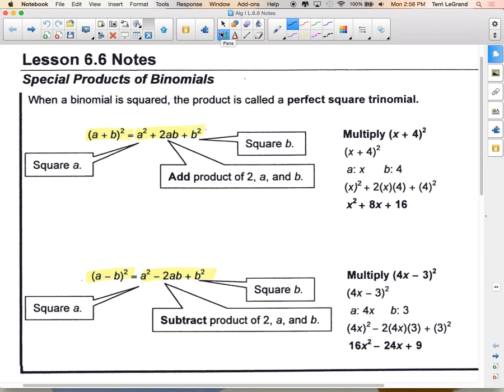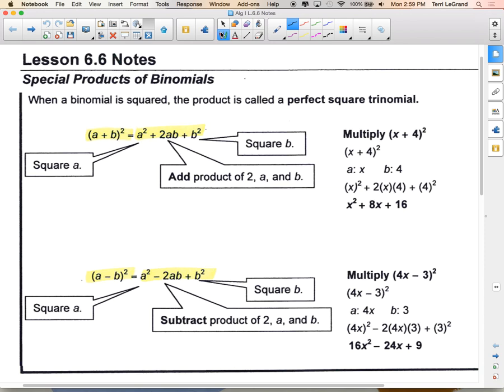Today, we're finding special products, but we're trying to find a shortcut. Nothing says that you still can't use the long way, do all four multiplications. But we have special products when we talk about multiplying a binomial times a binomial, and it's really nice if we can recognize when we have those special products.